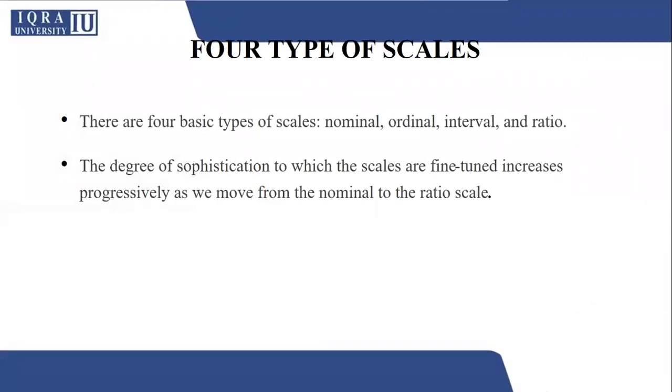There are basically four types of scales: nominal, ordinal, interval, and ratio. The degree of sophistication to which the scales are fine-tuned increases progressively as we move from nominal to the ratio scale.